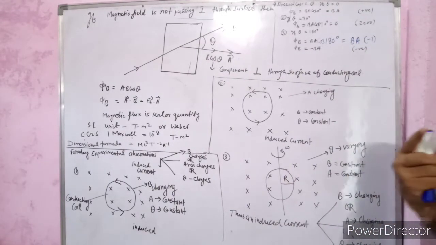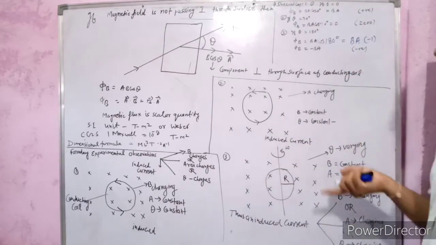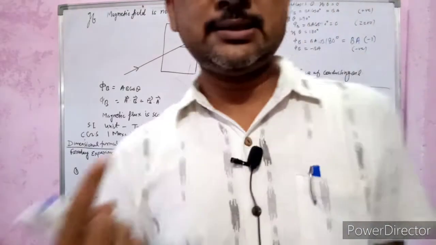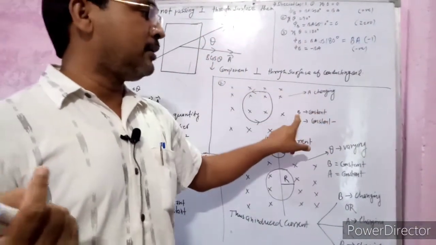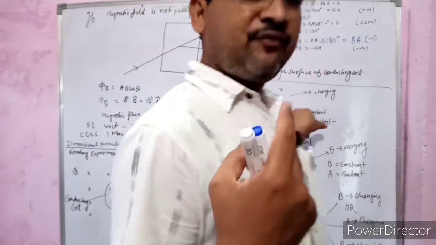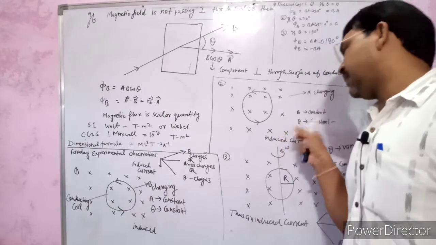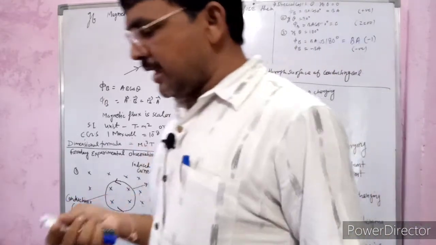Now let us see the second case. Here in the second case, area A is varying, and magnetic field B and theta remain constant. How is area A varying? If the conducting coil shrinks or expands.